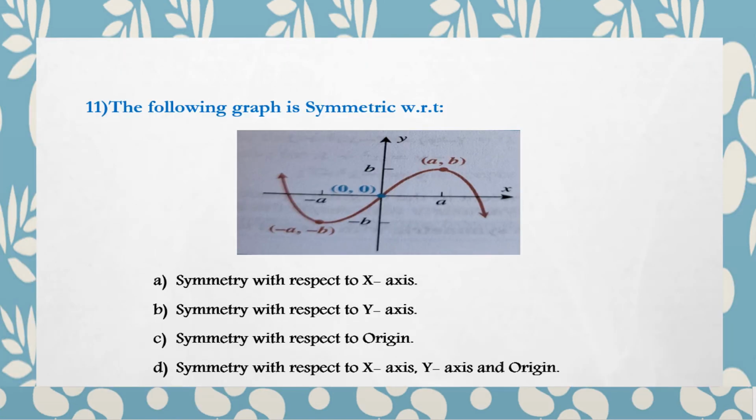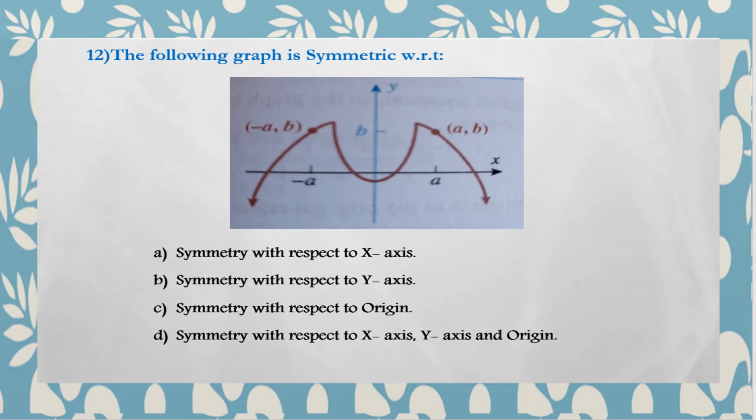Again, for this graph, by taking this point A and B and another point minus A and minus B, here the value of x and y, and on the other side of the graph we have the negative x and negative y, or the opposite values of the points. So this means that the graph is symmetric with respect to the origin. So the correct answer is C.